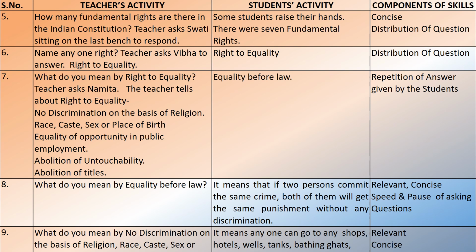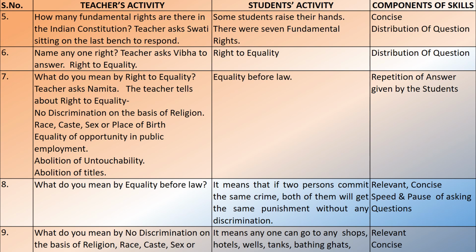The teacher will ask the question, how many fundamental rights are there in the Constitution? She asks Swati, sitting on the last bench, to respond. Some students will raise their hands and some of the students will respond that there are 7 fundamental rights. The component used is conciseness and distribution of questions.